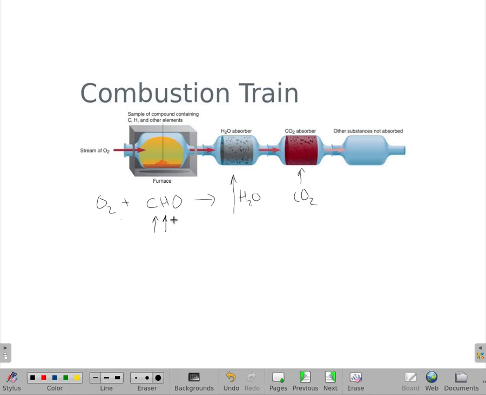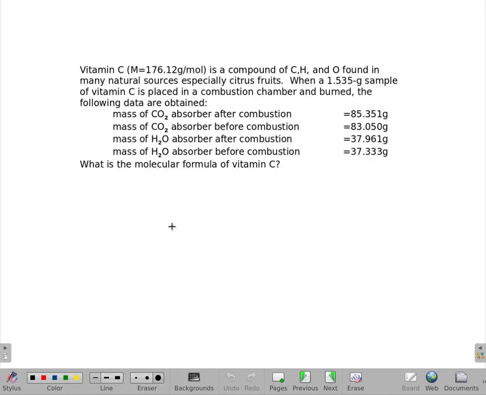All right, so we're going to give this a practice on something a little bit more realistic, and a lot more detailed. We got vitamin C here. It's made out of carbons, hydrogens, oxygens, and we combusted it in that combustion train. And we have a mass of CO2 and a mass of water, and we have an original mass. We're going to use all of this to figure out the molecular formula of vitamin C.